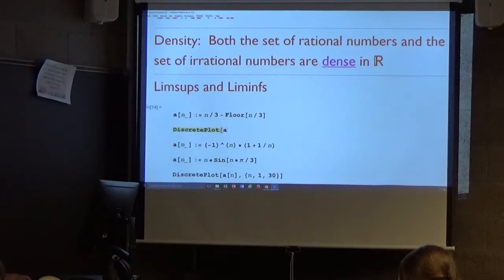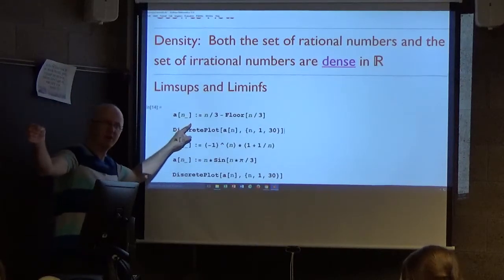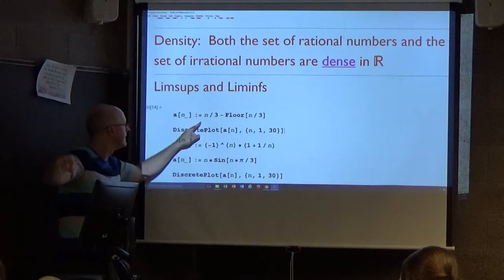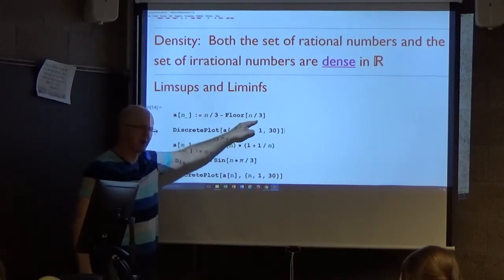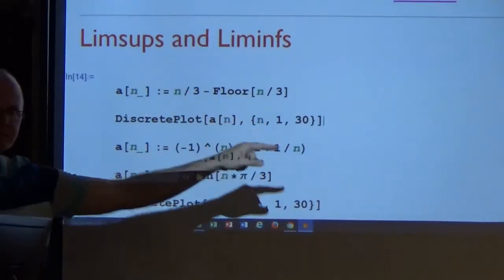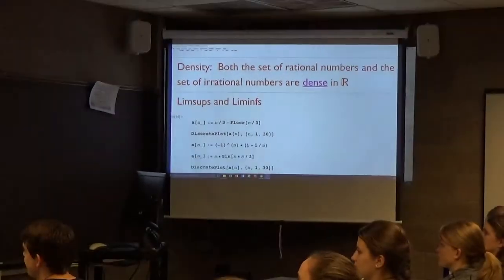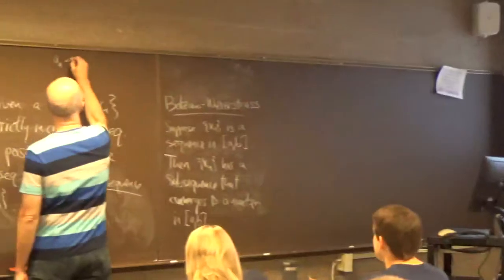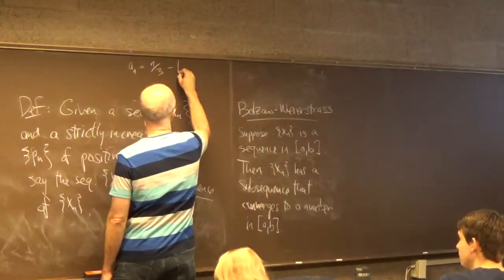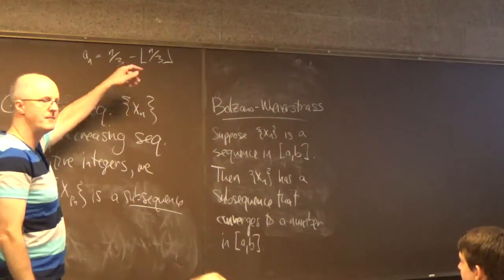So here, A of n, or in our notation, A sub n, is n over 3 minus the floor of n over 3. Floor is Mathematica's version of the greatest integer function. So in the book, in fact, I took this example as one of the homework problems in the section from the book. I think it's one of your completion problems. The book writes it like that. Seen that kind of thing before?